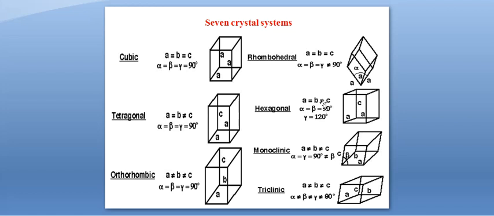Hexagonal: a is equal to b but not equal to c. Alpha, beta is equal to 90 degrees. Gamma is equal to 120 degrees.